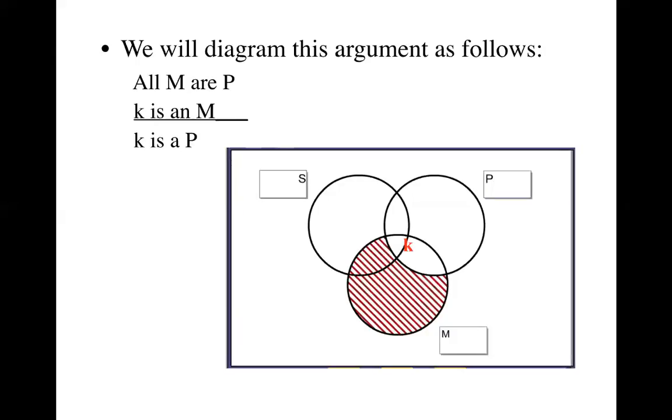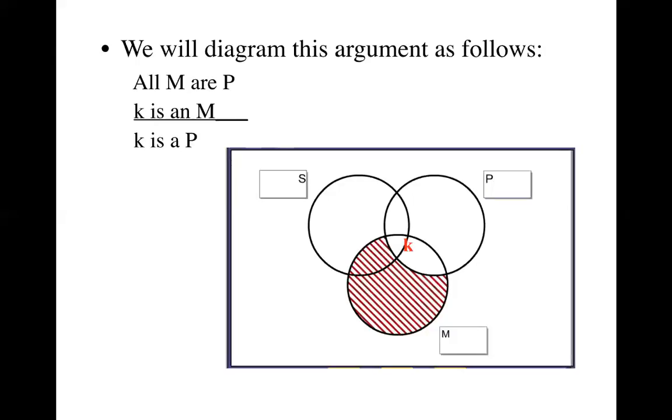And then, just like in the other arguments, we want to see if the argument is valid. So we look to see if the statement "K is a P" is diagrammed in this argument. Is there a thing, K, that is somewhere in the P circle? The answer is yes. Even though it's on the intersection, that doesn't matter, because that whole section is within the P circle. So this argument is valid, and that's how we show it.